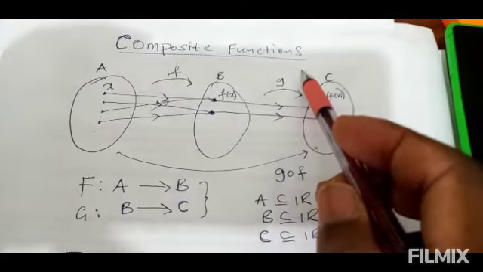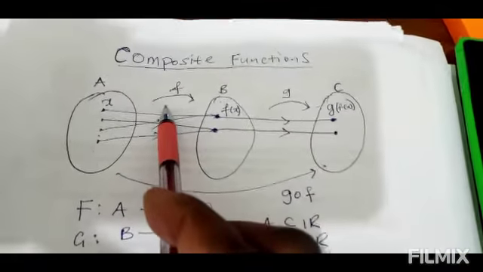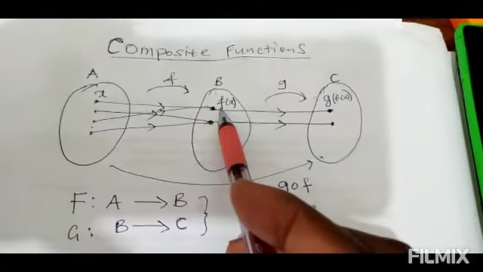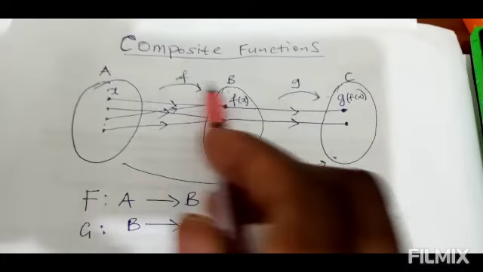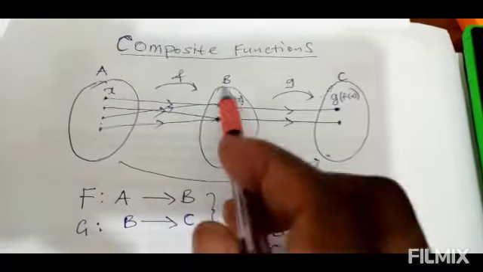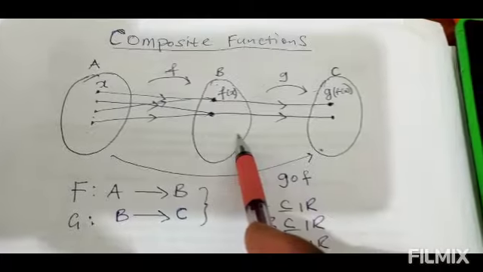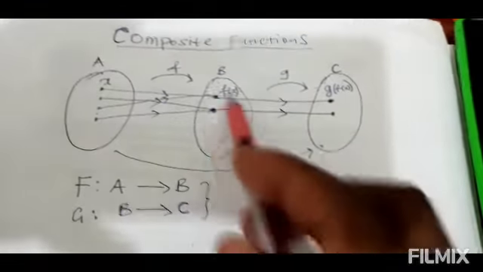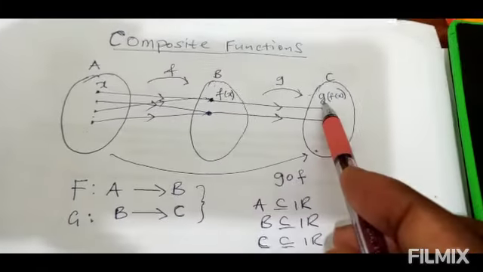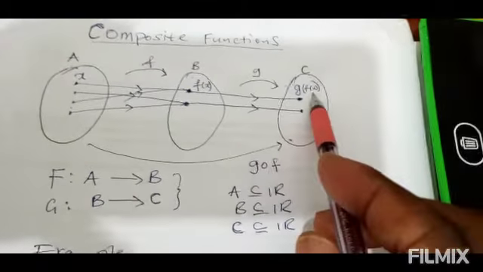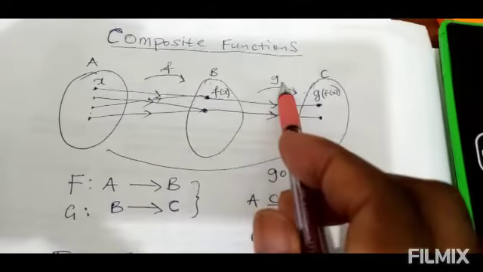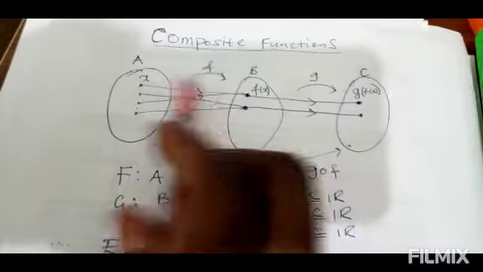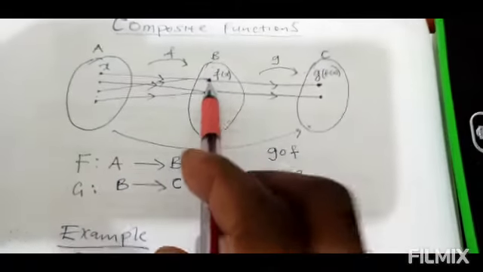This right here is g and this one is f. So from here, for every x, a member of A, we get f of x, a member of B. So this is the function f of x. Then from this set, which becomes the domain of g, for every element we pick from here, we get g of f of x. This is the function transformation. Here we have f of x. Here we have g of f of x.